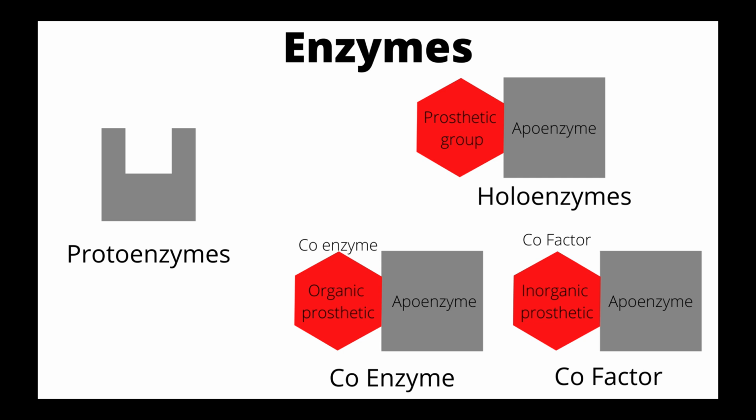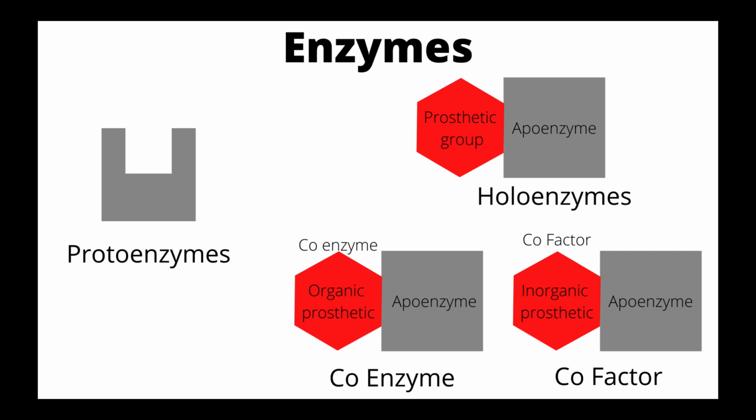Let's talk about the types of enzymes. Enzymes are quite complicated when it comes to their types. First type is the proteoenzymes, the enzymes which are totally made up of proteins. After that, we have holoenzymes, the enzymes which are made up of protein as well as a non-protein part.